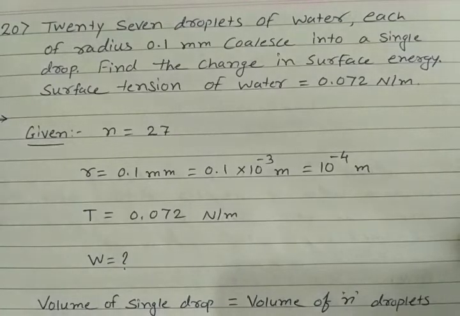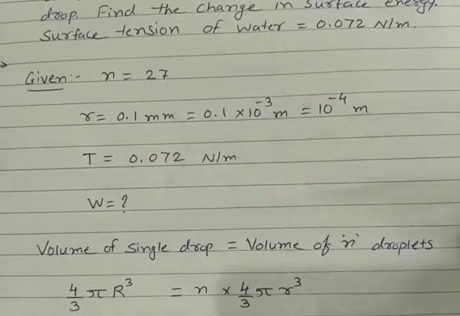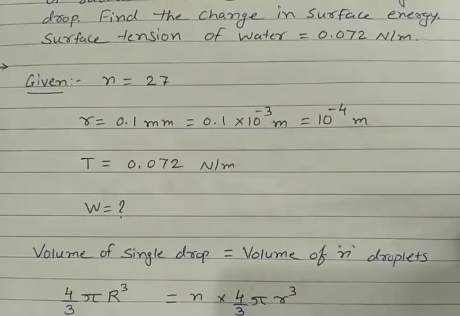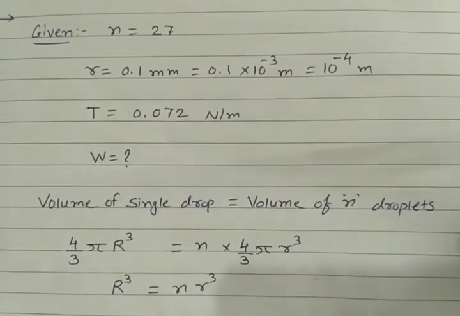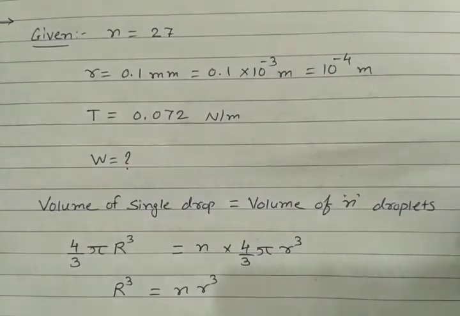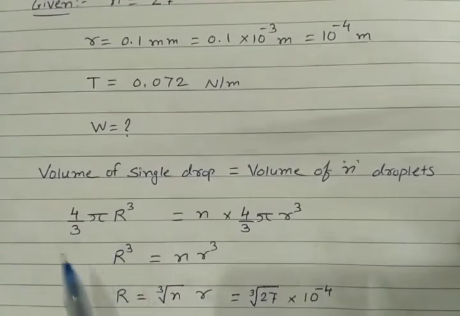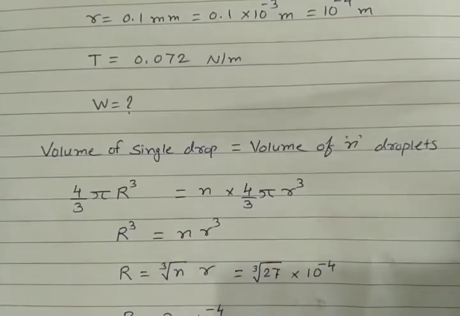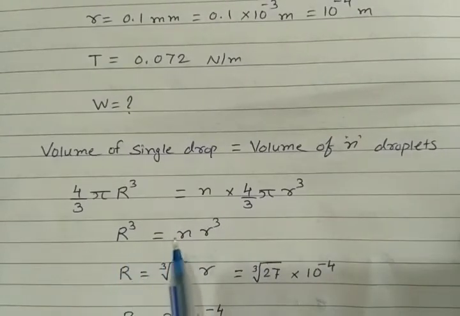Now 27 droplets combine to form a single drop. So the volume of 27 droplets is equal to volume of single drop. So volume of single drop is equal to volume of n droplets. If we consider drop is a sphere, the formula for volume of sphere is 4 by 3 pi r cube. So here capital R is the radius of that single drop and small r is the radius of small droplets. So cancelling this 4 by 3 pi on both sides, we get simplified value R cube is equal to n r cube.